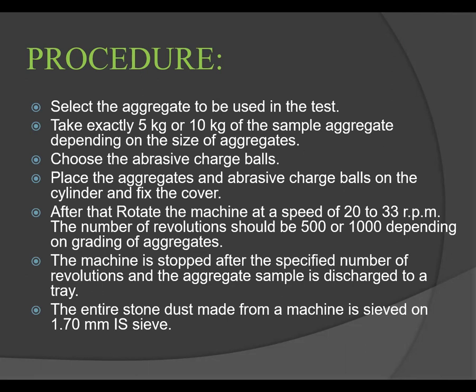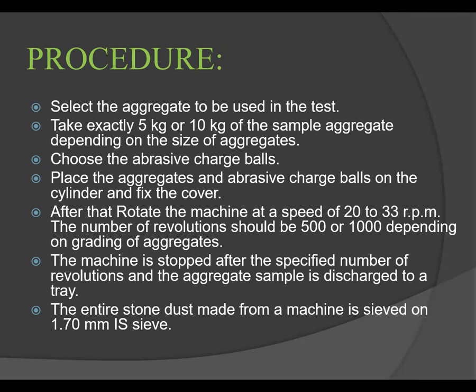Then place this aggregate and abrasive charge balls in the cylinder and fix the cover. After that, rotate the machine at a speed of 20 to 33 RPM. RPM is nothing but revolutions per minute. And the number of revolutions should be 500 to 1000 depending on the grading of aggregates.